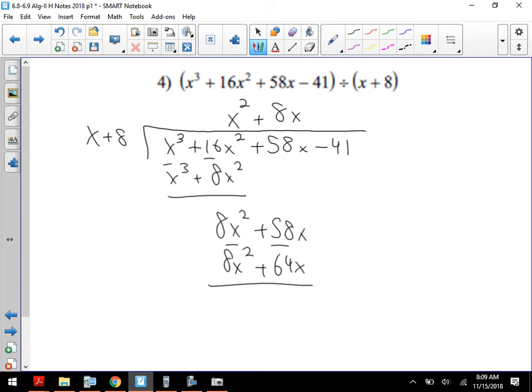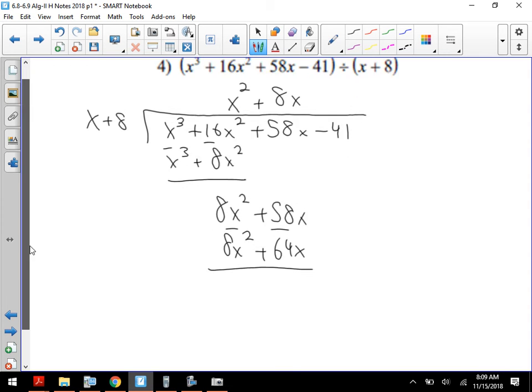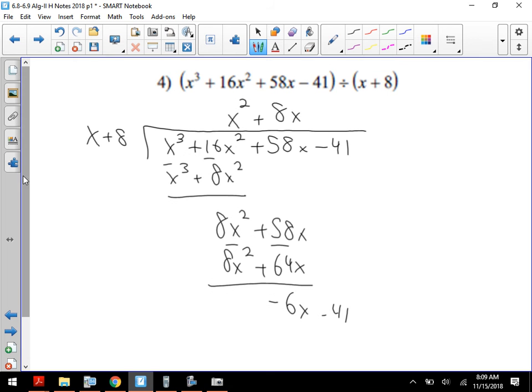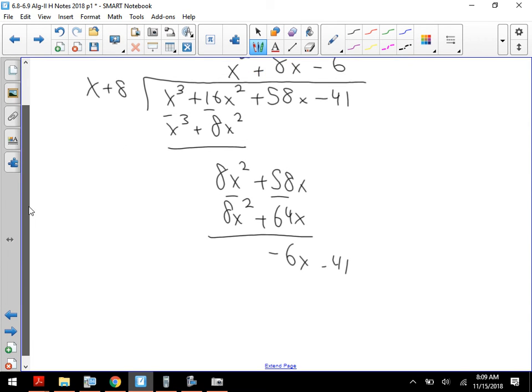58 subtract 64, I believe, is negative 6. Does that sound right? What do you multiply x by to turn it into negative 6? I should have said negative 6x, excuse me. Distribute one more time. We have negative 6x minus 64. When you subtract the negative, you in fact are adding. So negative 41 and 64, I believe, is what, 23?